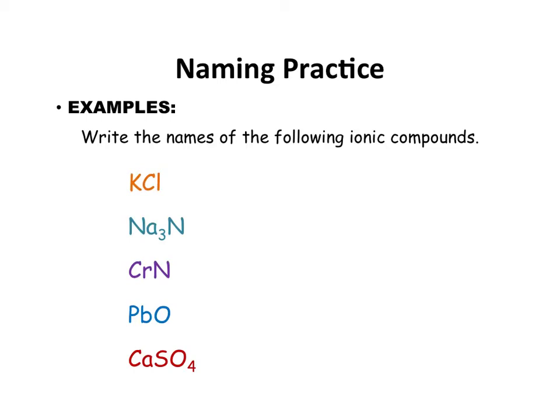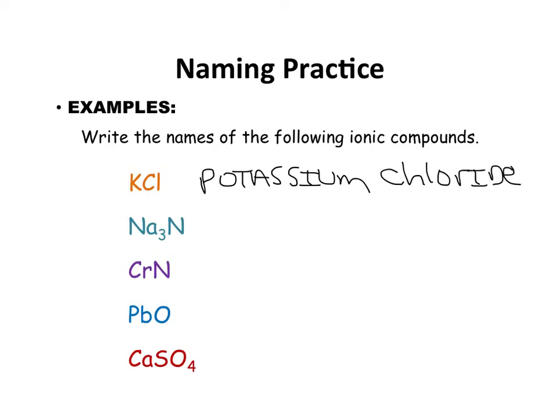So when it's no, we write the name of the metal, potassium, followed by the name of the nonmetal with an IDE ending. Well, that's chlorine, but it has to end in IDE, so it's chloride. So KCl is simply potassium chloride. We answered no, it's not multi-charged, so no, we don't put any charge in parentheses. Let's look at the next example.